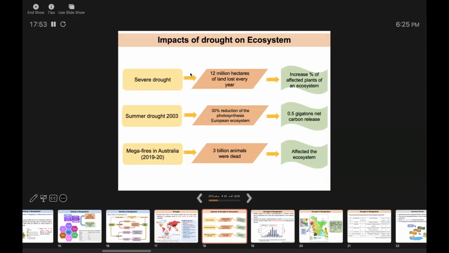There are some reports that if severe drought occurs, around 12 million hectares of land are lost every year, and the percentage of affected plants in the ecosystem increases. Summer drought in 2003 caused a 30% reduction of photosynthesis in the European ecosystem, with around 0.5 gigaton net carbon release. And mega fires in Australia in 2019-20 killed around 3 billion animals, affecting the ecosystem. From this scenario, we can imagine how drought and drought-related catastrophes can hamper our livestock and agricultural sectors.